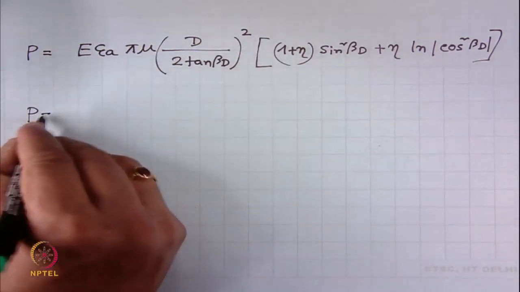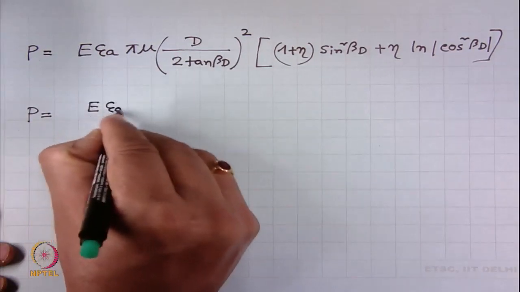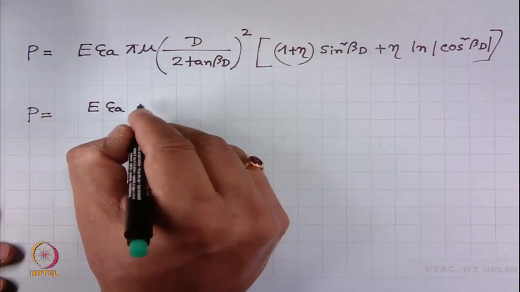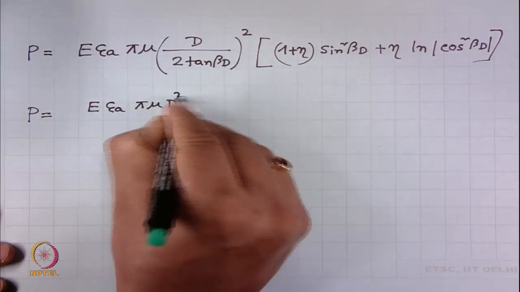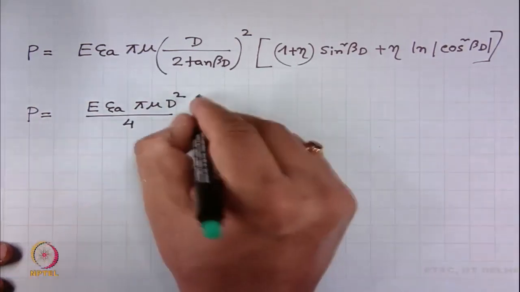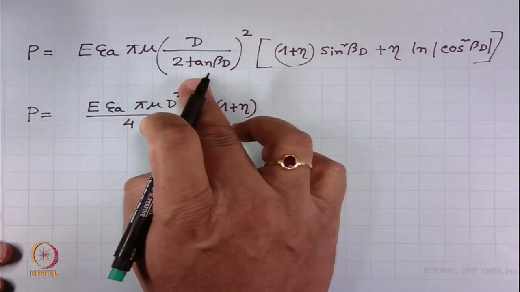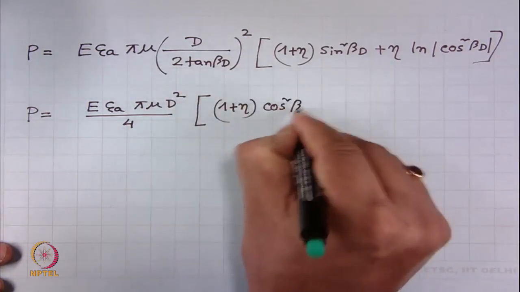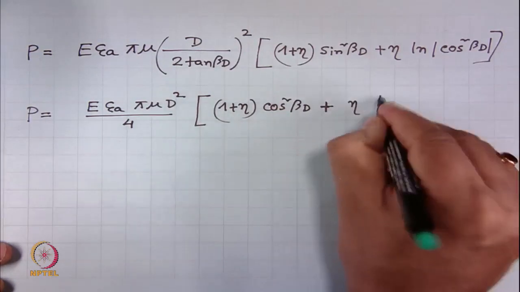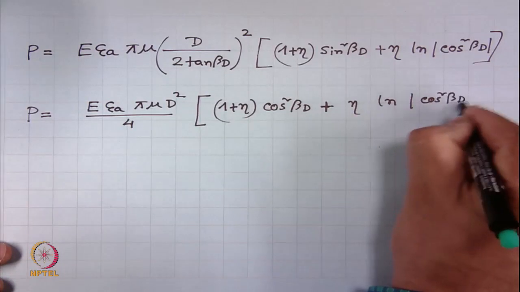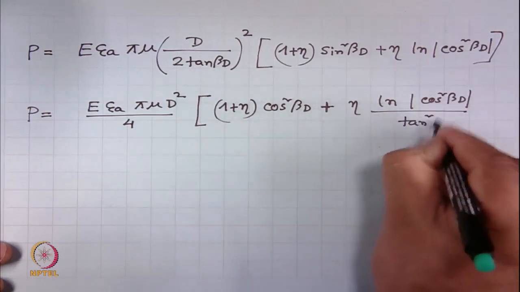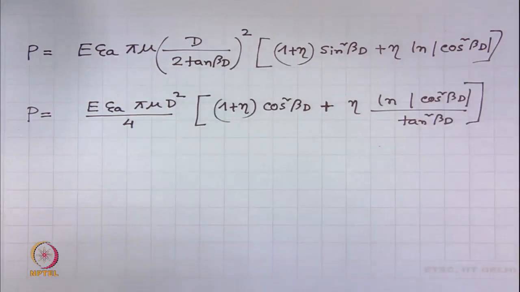So, what will become: E epsilon A pi mu D square by 4 into 1 plus eta sin square beta D divided by tan square beta D, plus eta ln cos square beta D. So, this is the expression for axial force in yarn.